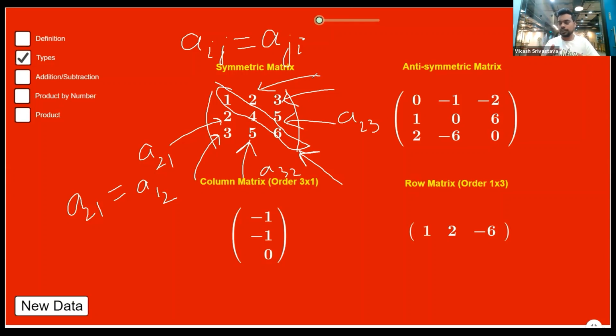And then j can also take values from 1 to 3. Okay, so in this case, it will be a symmetric matrix. So this is an example of a symmetric matrix.